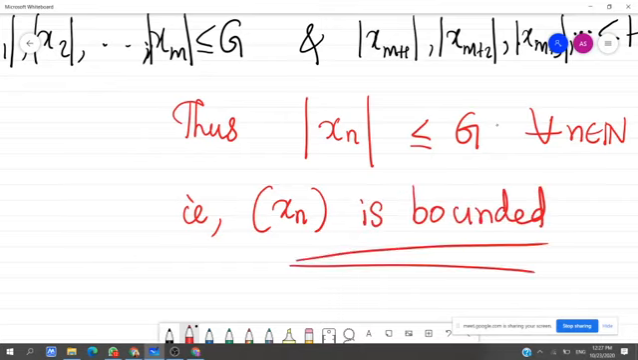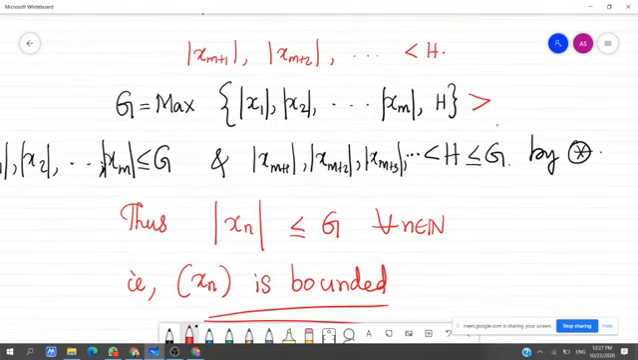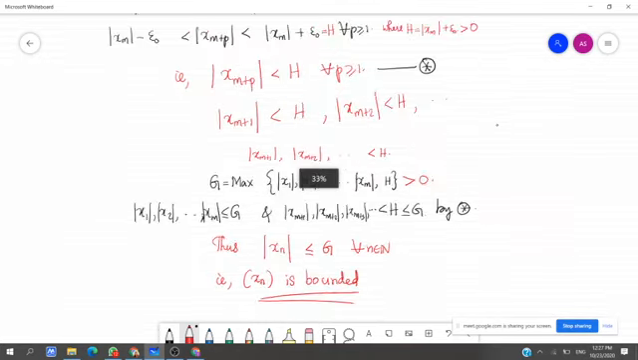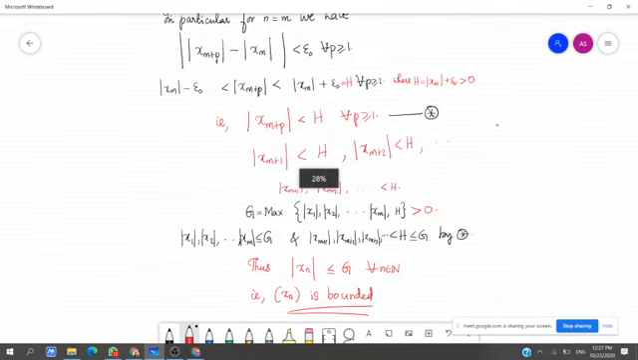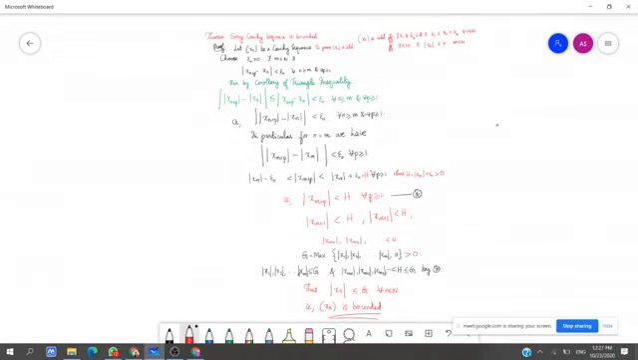So we got a positive G. H is positive, the modulus values are all positive, therefore G is also positive. And the modulus of every term, each term of the sequence, is less than or equal to this positive constant G. So capital G is an upper bound for the modulus of the terms of the sequence xn. So the sequence xn is a bounded sequence. Thus we have proved every Cauchy sequence is bounded.